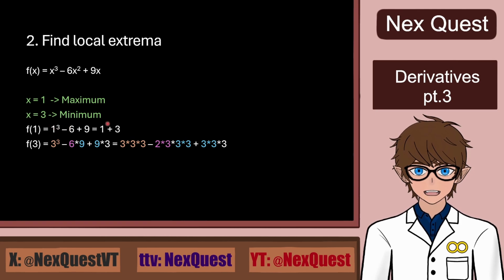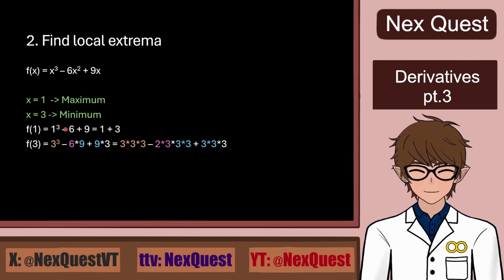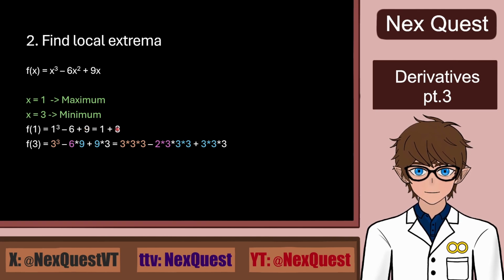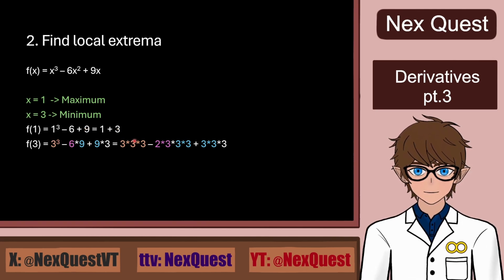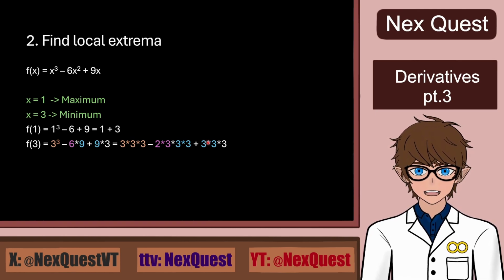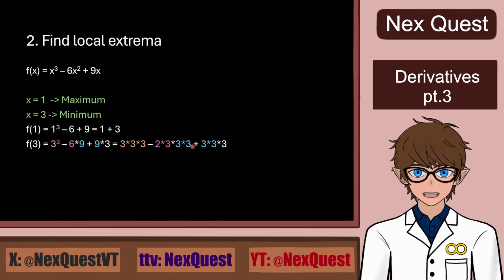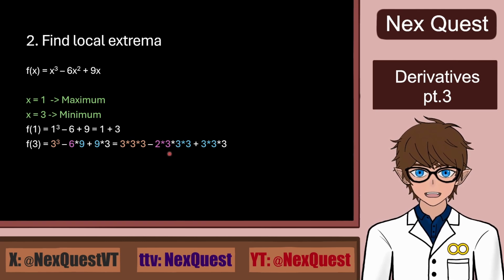The first one is 1 plus 3, because 1 to the power of 3 is 1. Then minus 6 plus 9 is plus 3. For the second one, I color-coded it because 3 to the power of 3 is 3 times 3 times 3. 6 can be rewritten as 2 times 3, and 9 can be rewritten as 3 times 3. So we see 3 to the power of 3 three times. These two are positive, and this one has a 2 times that.